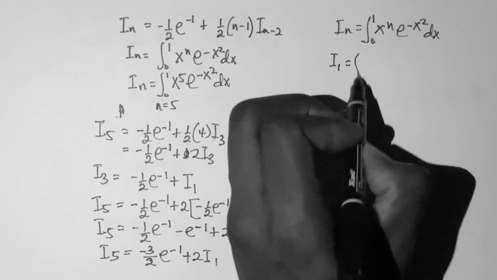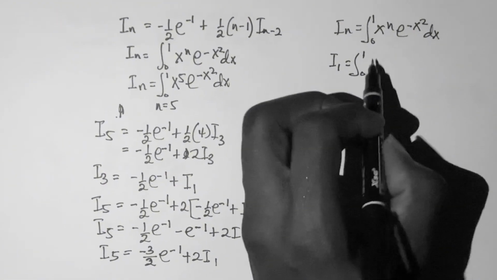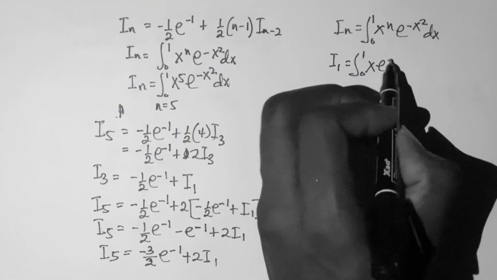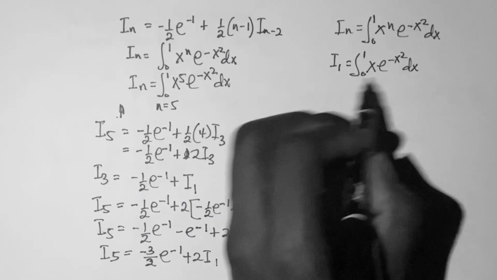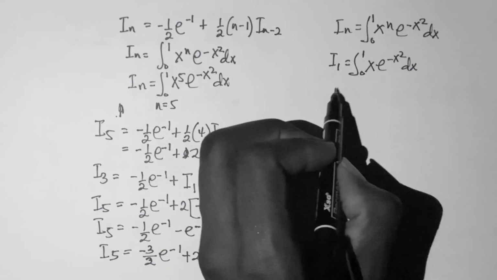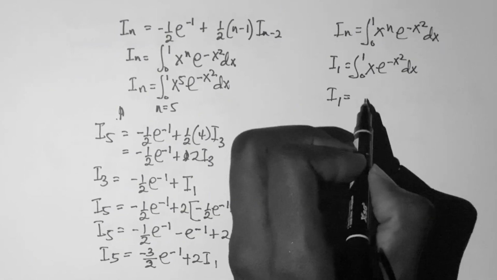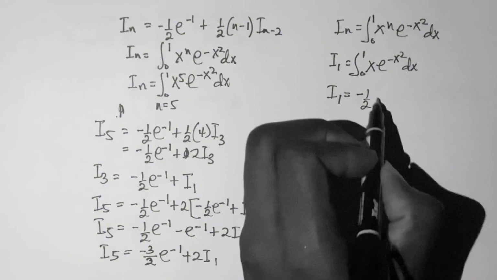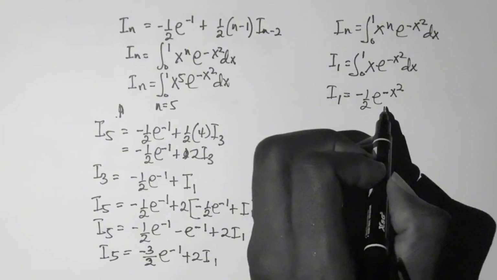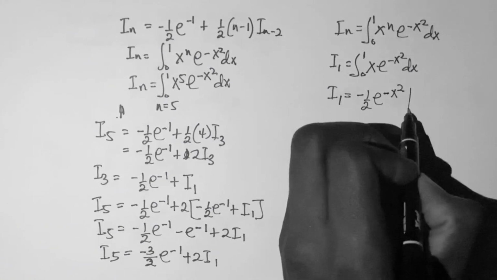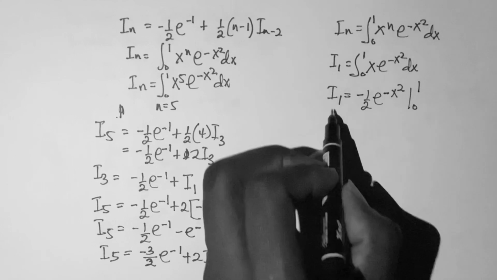I of 1 is equal to the integral from 0 to 1. So in this case, we replace n with 1. So that becomes x e^(-x^2) dx, and we've already done this integral for a different case. So I of 1 is equal to minus 1 over 2 e to the power of minus x squared, all of this evaluated from 0 to 1. So let's put in the limits and see the answer we'll get.